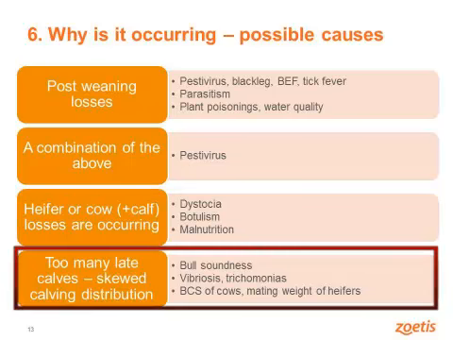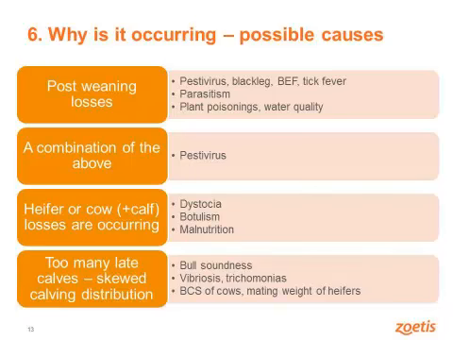Finally, there's too many late calves or a skewed calving distribution. This can be due to issues with bull soundness, problems with vibriosis and trichomoniasis or venereal diseases, as we mentioned earlier, or problems with the body condition score of the cows and the mating weight of heifers. Animals just simply not being in good enough condition to go in calf early in the calving period and subsequently taking a long time to get in calf, resulting in a very drawn out or skewed calving distribution.